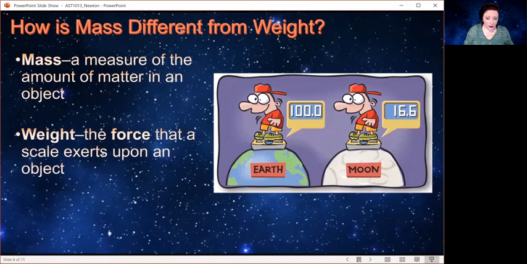And so if you're on Earth and you weigh 100 pounds and you go to the moon, then on a weighing scale, you're only going to weigh 16.6 pounds because the gravity is lower, and so the force that you exert on that weighing scale is less, even though you still are the same amount of atoms, the same amount of stuff that you're made of.